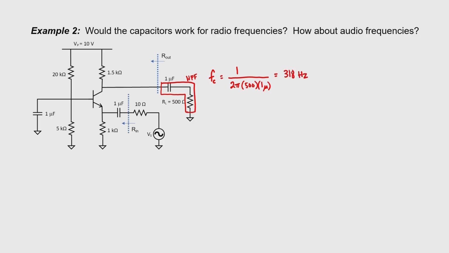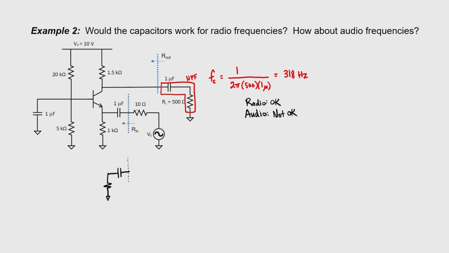So, yes, it would certainly work for radio frequencies because those are going to be passed by the high-pass filter. For audio frequencies, we're going to have a bit of a problem. For high audio frequencies, they'll make it through, but for the low audio frequencies, they won't. And 318 hertz, if you're familiar with a piano keyboard, that's somewhere near the middle. So that's kind of right in the middle of the frequencies that we're used to in everyday life. So it's not going to work at audio frequencies.